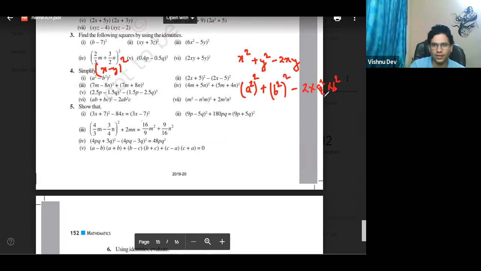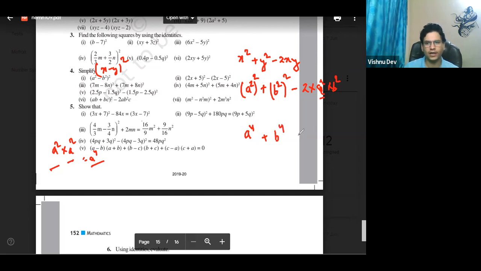Yes or no? Tell me. Raise your hand. Yes, sir. Now, what is (a square) whole square? Tell me. (a square) whole square is what? A to the power 4, because a square into a square is equal to a power 4. Correct, Priya. What is (b square) whole square? B to the power 4. Correct. And this is minus 2a square b square. Yes. So this is done. Bindu, is the concept clear? Yes, sir.